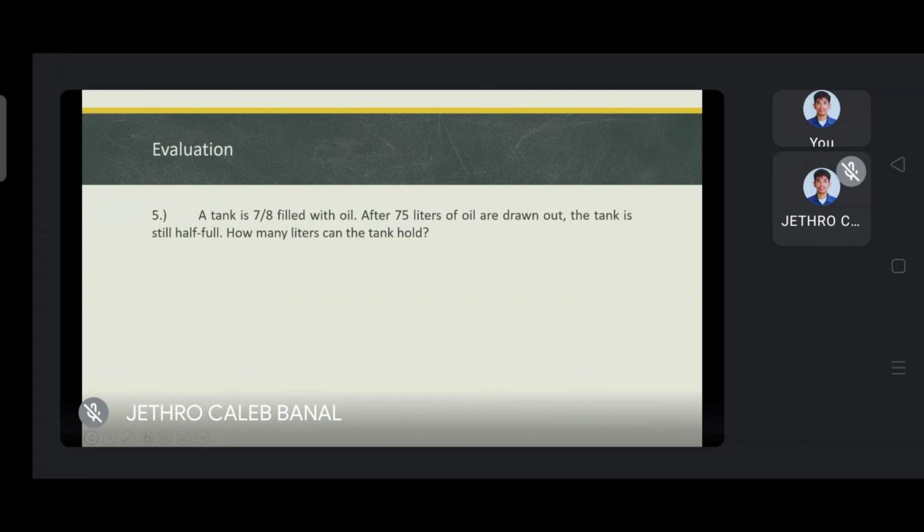Now, ang kailangan natin, makagawa tayo ng dalawang expression from left hand side to right hand side. What I'm gonna do is pagsasamahin ko yung tank is 7/8 filled with oil and then nabawasan siya ng 75 liters sa left hand side ng equation. And then sa right hand side, doon ko ilalagay yung tank is still half full. Paano natin isusulat yung tank is still half full? That's the same as 1/2 times x. Okay?